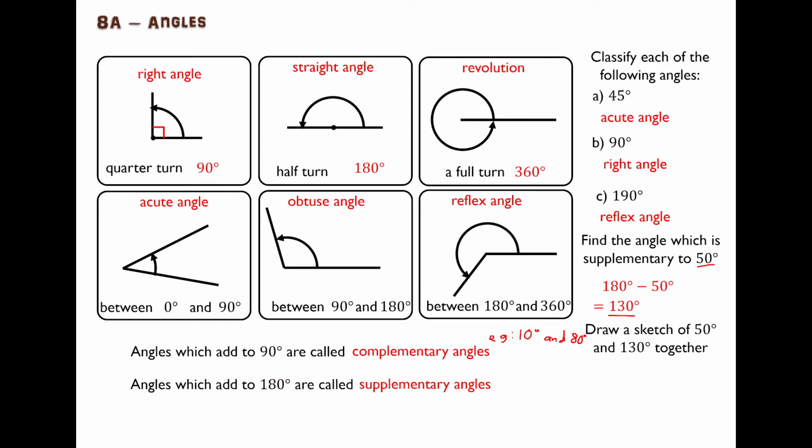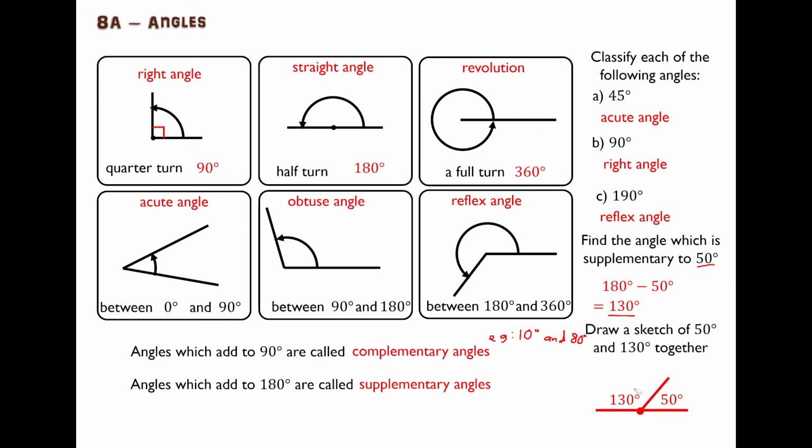We can show this by drawing a little sketch. Draw a sketch of 50 degrees and 130 degrees together. 50 degrees is this kind of angle. It's an acute angle, so a sharp angle. So we can draw that and label it 50 degrees. And 50 degrees plus 130 degrees makes a straight angle, so we can see that they're supplementary.